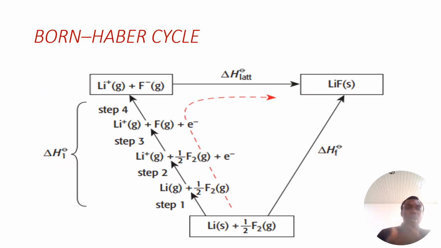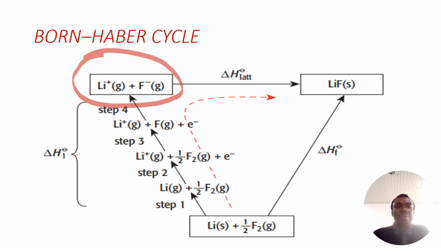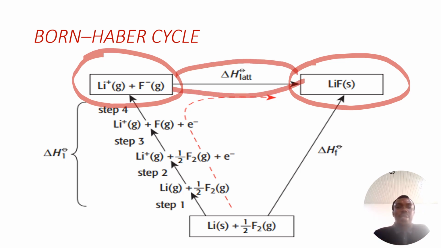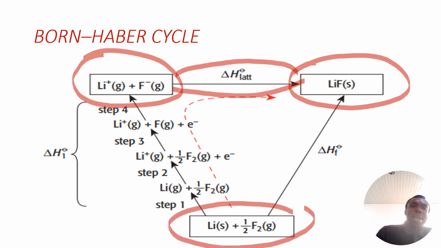So this is a typical Born-Haber cycle of lithium fluoride. We're going to analyze each of the steps involved and the process involved in each step. Now from the Born-Haber cycle, this is the ions in the gaseous state, which is the lithium ion plus the fluoride ion. Then to give lithium fluoride is the lattice enthalpy or lattice energy. Then we come to this point, which is elements in their standard states, which is lithium solid and fluorine gas.